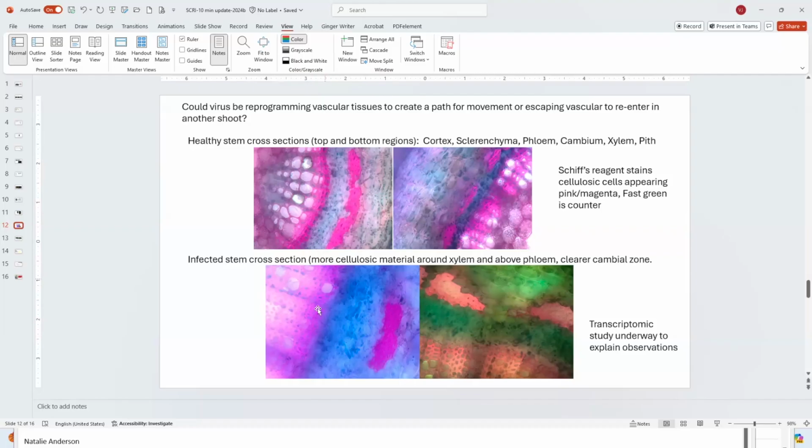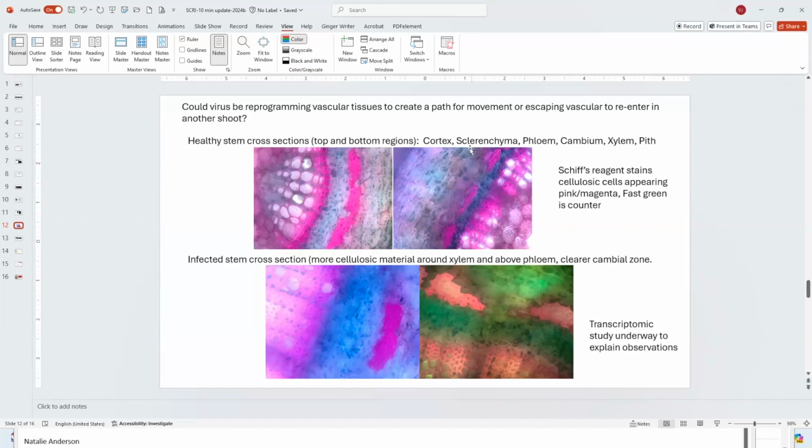And you can also see the cambial layer, which is dark pink here below the phloem, and xylem elements below that. There's a lot more lignin and cellulose deposition in the infected tissue, along the xylem and the cambial tissue. So there are some changes in architecture, or in cellulose deposition, that we want to investigate a lot further using a lot more detailed studies.